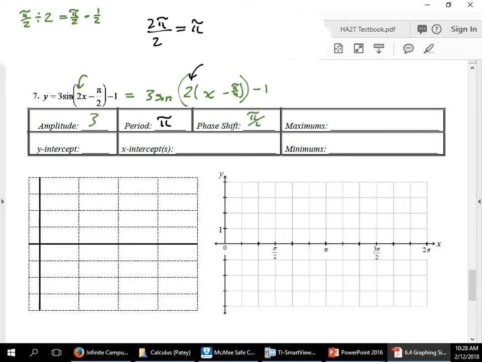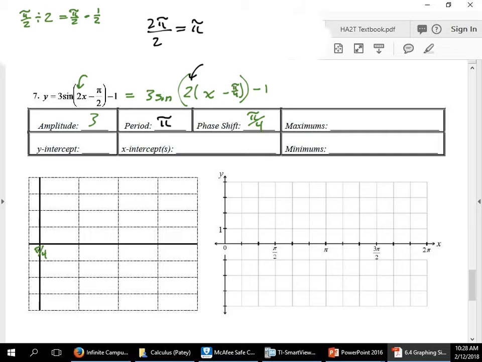It is pi over 4. Tell your neighbors why it is not negative pi over 4. Ready, set, go. Because our phase shift is pi over 4, that means the whole graph moves to the right pi over 4, because it's a positive pi over 4. We're going to start our cheat graph at pi over 4.